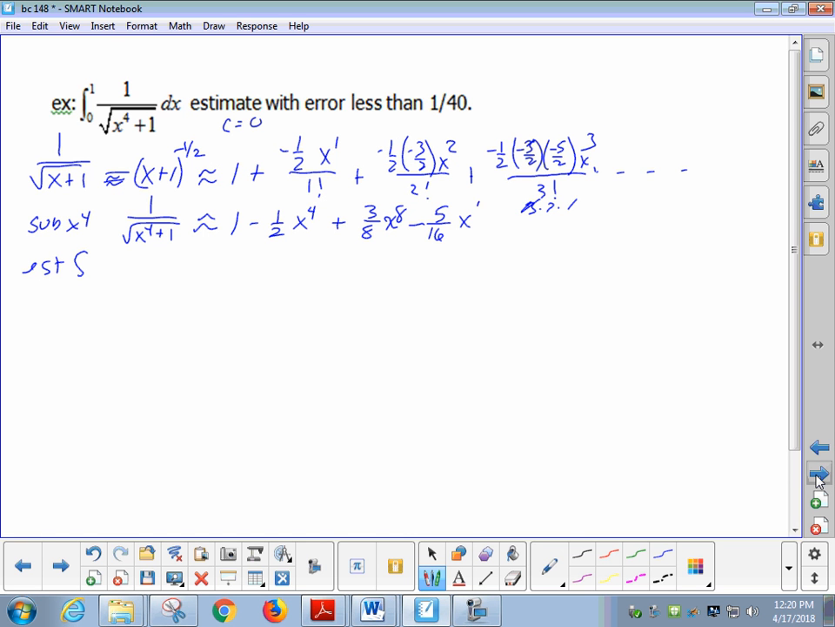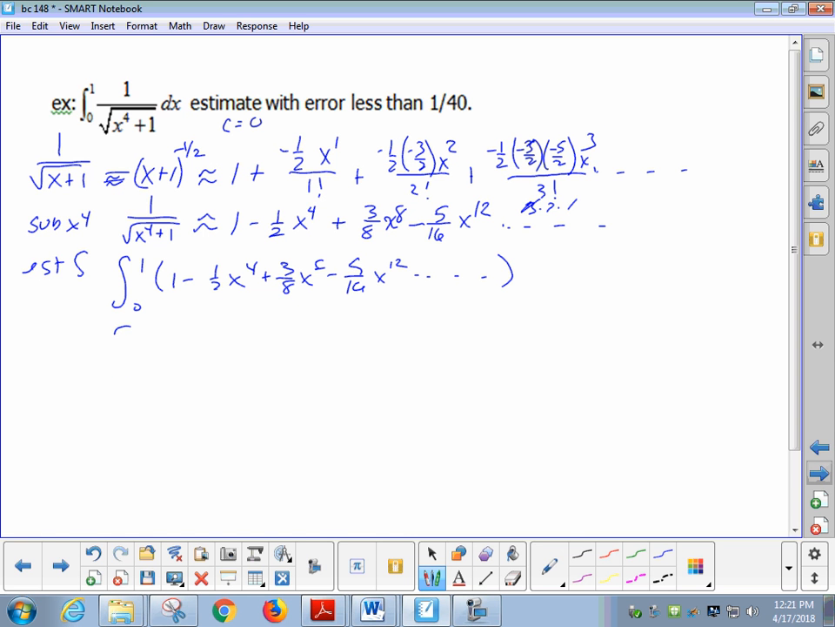Okay, sounds good. So my estimate of the integral would be the integral of the series 1 minus 1/2 x to the 4th plus 3/8 x to the 8th minus 5/16 x to the 12th, and so on. I don't know how many of those I'll need to get error less than 1/40th. We'll see. Maybe I'll have to go back and do some more.